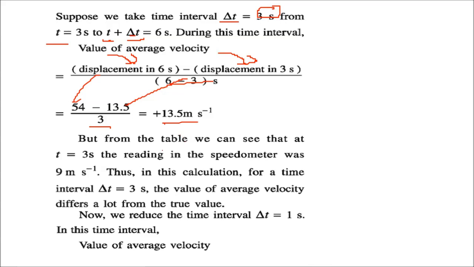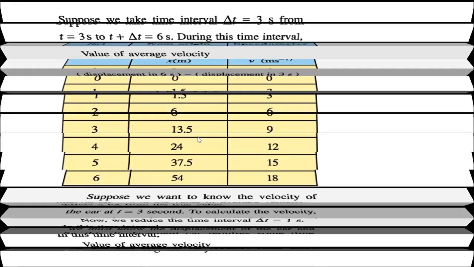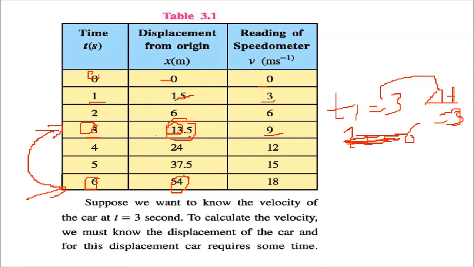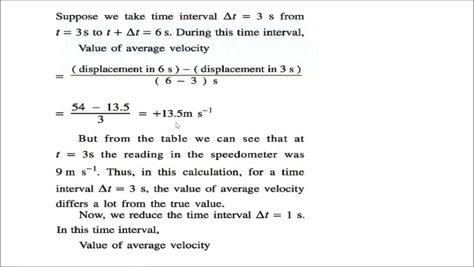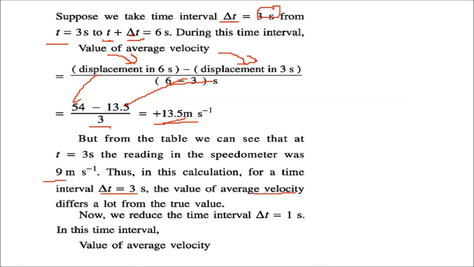But in the table, if you really go and see the value here, it is 9. At t equal to 3, it is 9. Reading of speedometer is 9, and what we are getting here is 13.5. So it is way beyond the actual value. So in this calculation, for a time interval of 3 seconds, the value of average velocity differs a lot from the true value. It has to be 9, but it came as 13.5.